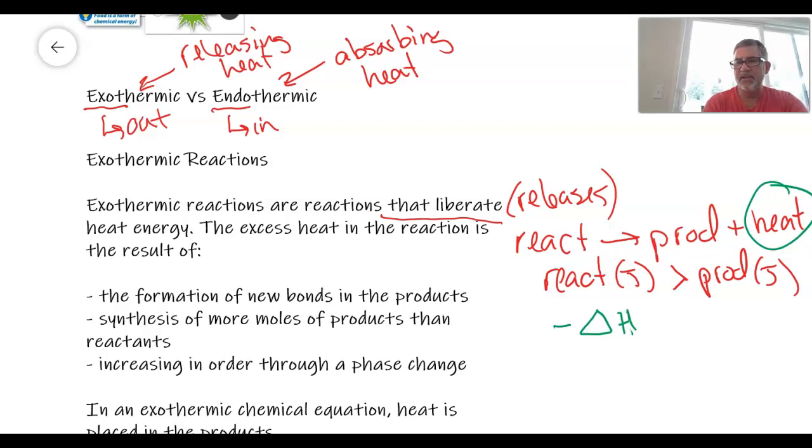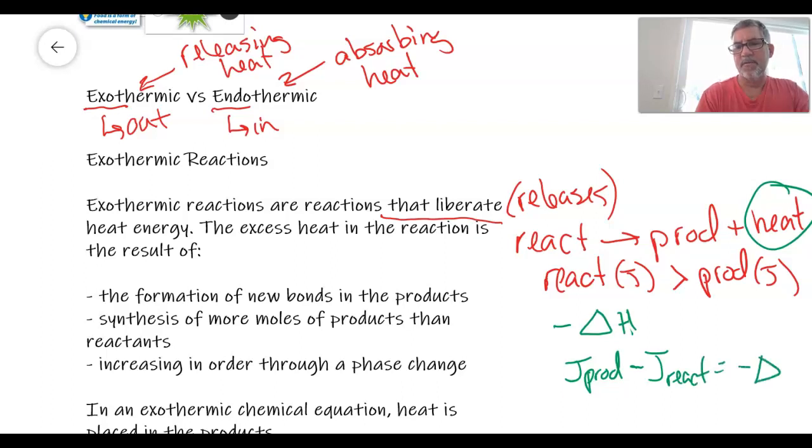So the change in energy is negative because the products, and the way we get this is we say that joules of products minus the joules of reactants equals negative delta H, right? So products are less than reactants, so you're going to get negative.